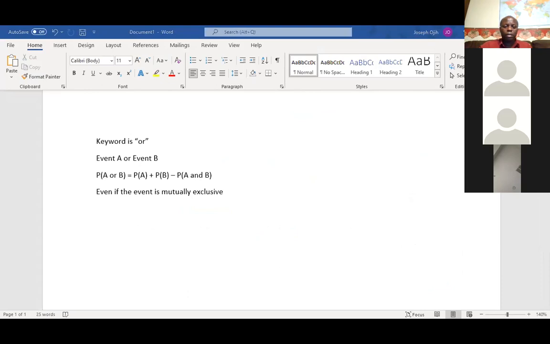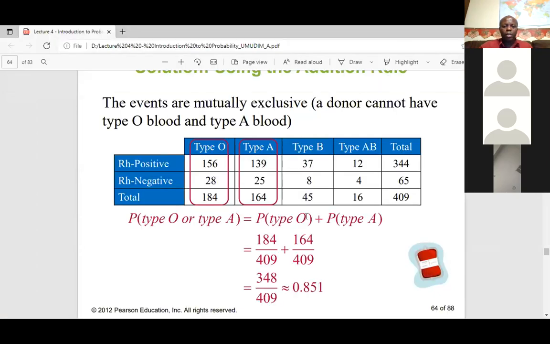Can you highlight that part and write it? Type O and type A will be on this side, and you're going to get 0 over 409, which is 0. That's why they didn't write it. I got you. Because you can see this is separate. It's the same rule. If it is mutually exclusive, that means they cannot occur at the same time. The top side, which is probability of type O and type A, will be 0. So there's no point writing it down because it's going to be 0.